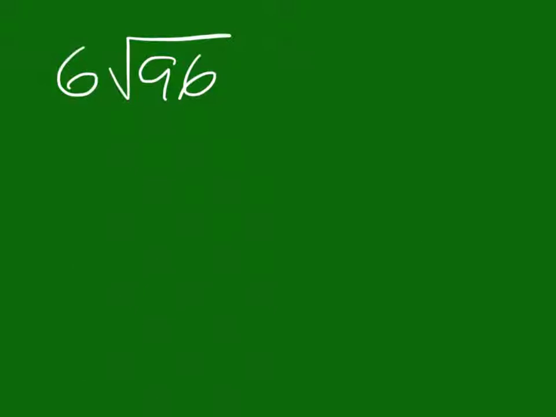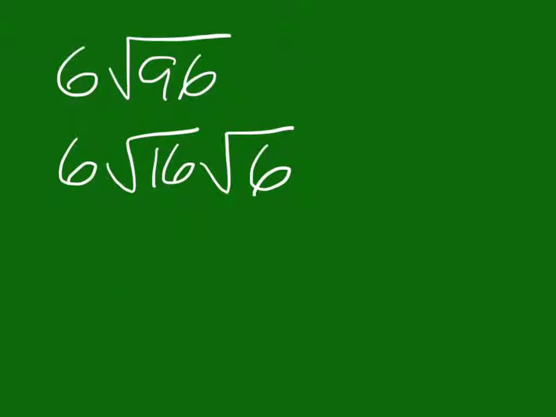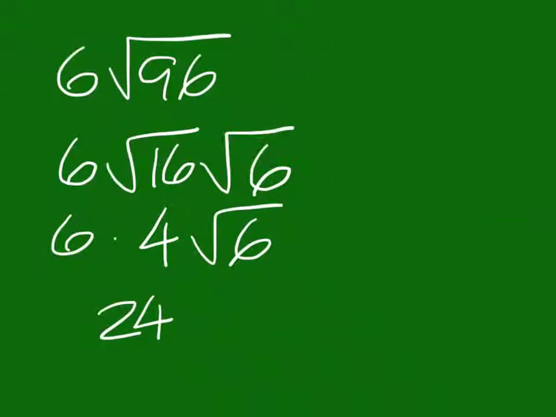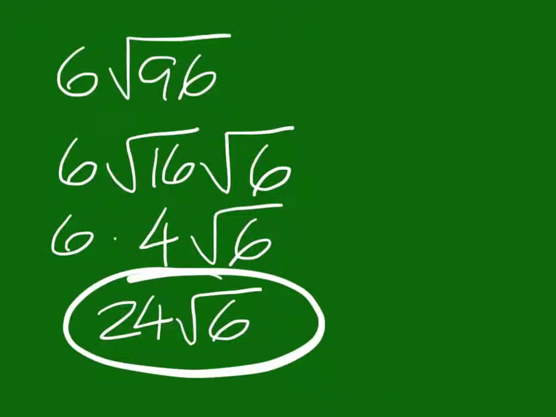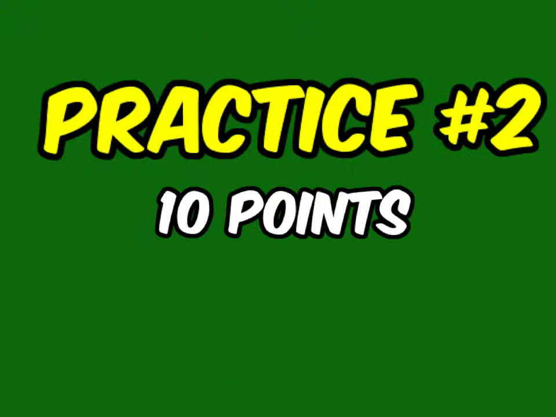The highest perfect square that will go into 96 is 16. It goes in 6 times. The square root of 16 is 4. 6 times 4 is 24, so your final answer is 24 square root of 6.